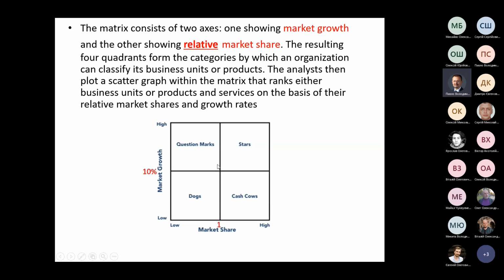This matrix is divided into 4 boxes, 4 zones. So we have relative market share before 1 and after 1. What does it mean before 1? It means that the leader of the market is bigger than our company, and after 1, it means that we are the biggest company in some market.